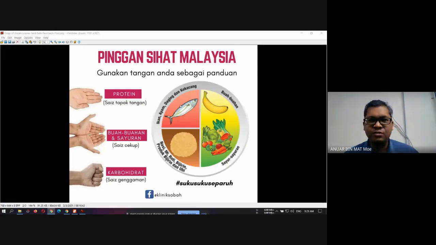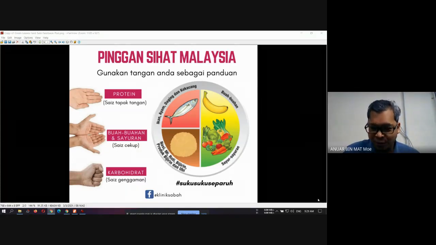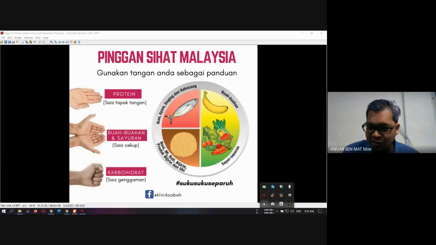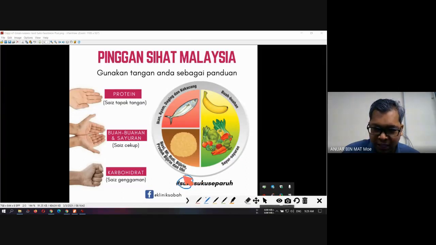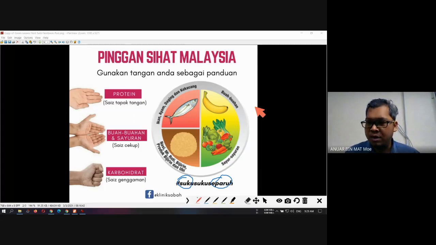So this is in BM, but never mind. I will try to translate it to you. There are what we call a quarter, half. Quarter, suku, separuh here. Suku means quarter, and separuh means half. Okay, this is the latest guide from the Ministry of Health to give us guidance on how we want to eat a balanced diet.